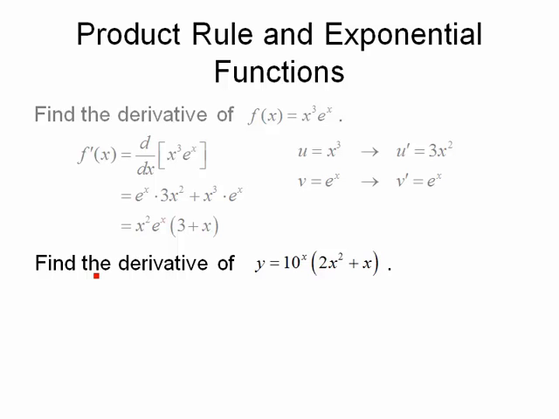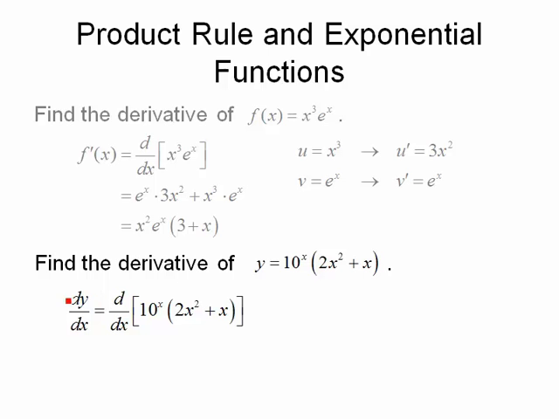Now let's go ahead and find the derivative of y equals 10 to the x times the quantity 2x squared plus x. Now notice that again this is a product. It's the product of 10 raised to the x and the expression 2x squared plus x. So I'm going to go again and write down the derivative by finding my u and my v, taking the derivative and applying the product rule.